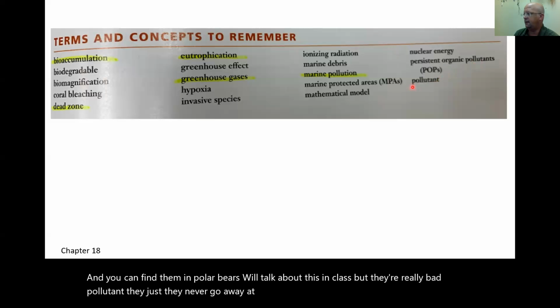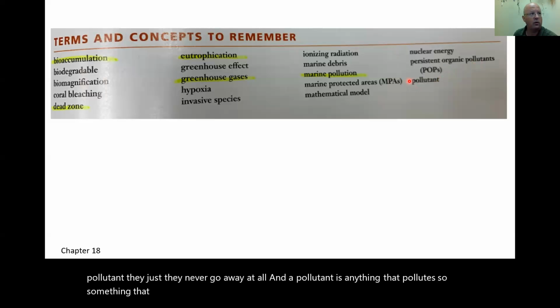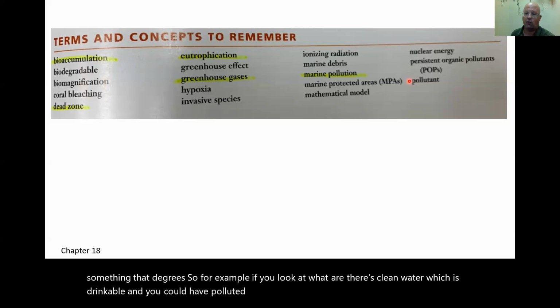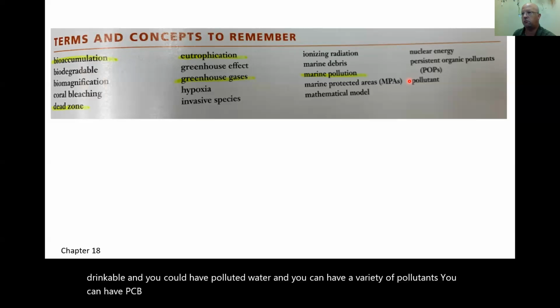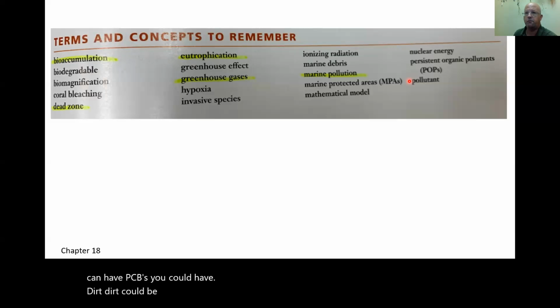And a pollutant is anything that pollutes, something that degrades. For example, if you look at water, there's clean water, which is drinkable, and you could have polluted water. And you could have a variety of pollutants. You could have PCBs, you could have dirt. Dirt could be a pollutant. Feces, human waste is a pollutant. Plastic. Lots of examples of pollutants.